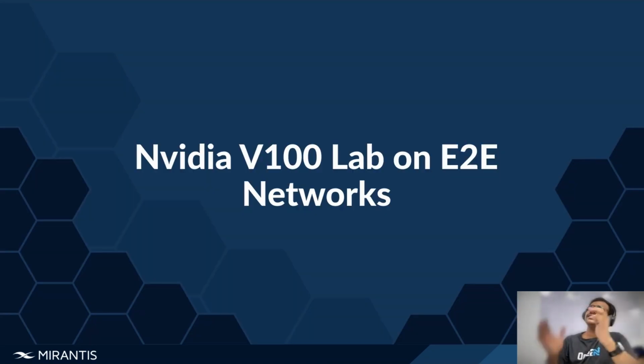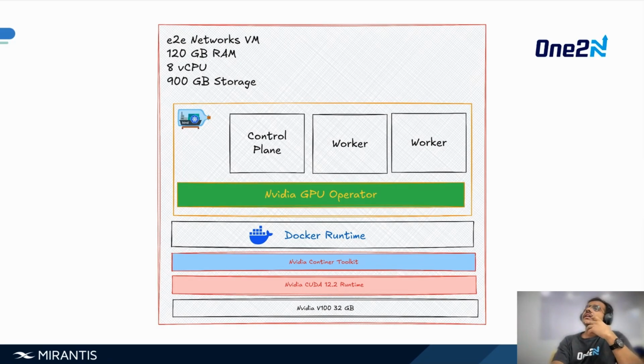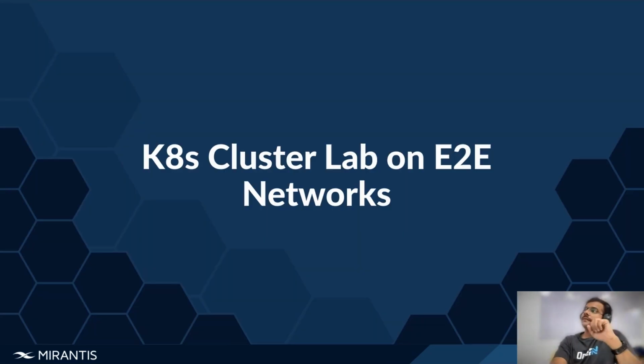And then we moved on to a single VM, which was on E2E Networks. And this is where we were running a kind cluster. It had 120 gigabytes of RAM, and then we had 32 gigabytes of GPU RAM, which was an NVIDIA V100. And this was also a great experience for us. We had nice network bandwidth and everything. And now we wanted to go into a full-fledged cluster mode.